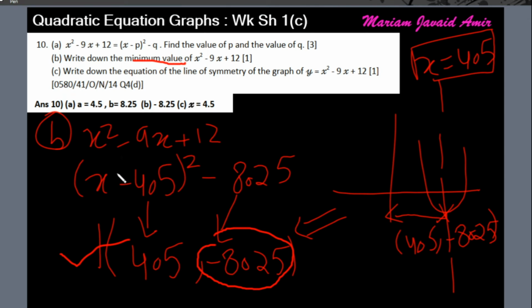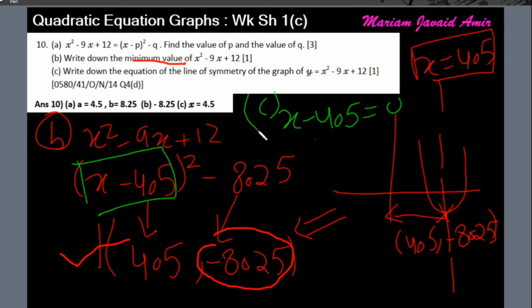Without drawing the graph, you can find the value of x, the line of symmetry, by just equating this whole thing to 0. Equate this to 0: x minus 4.5 equals 0 for part C, and you'll get the line of symmetry, which is x equals 4.5, if you don't want to draw the figure.